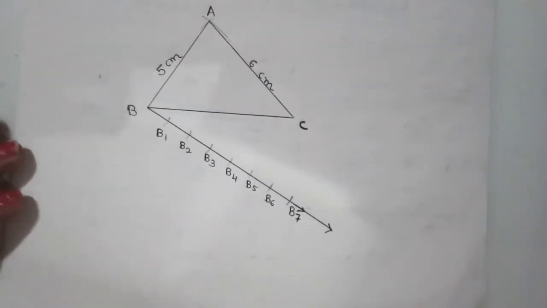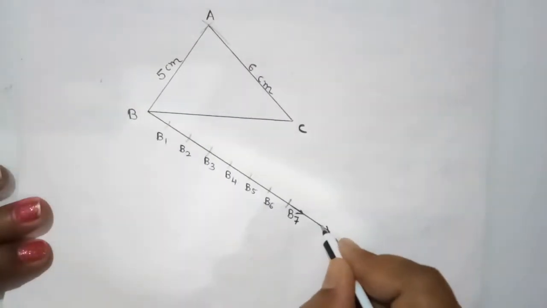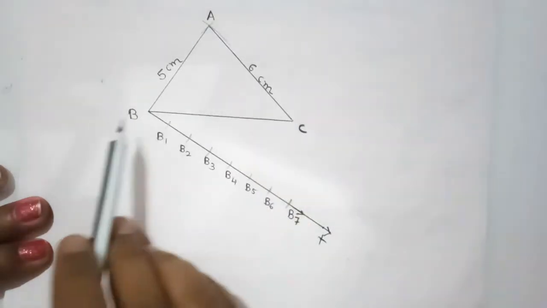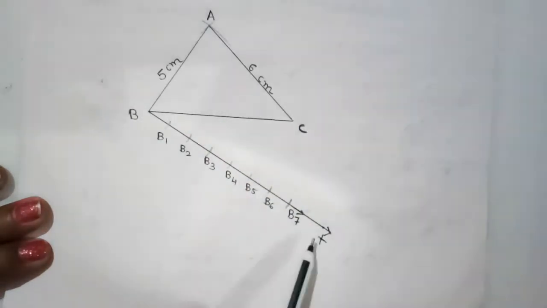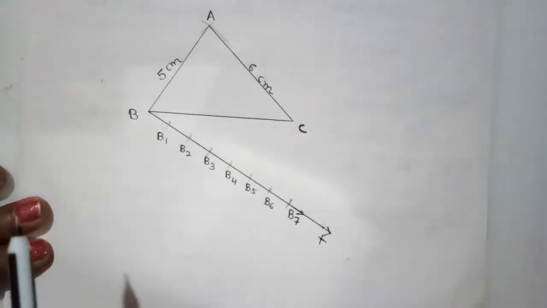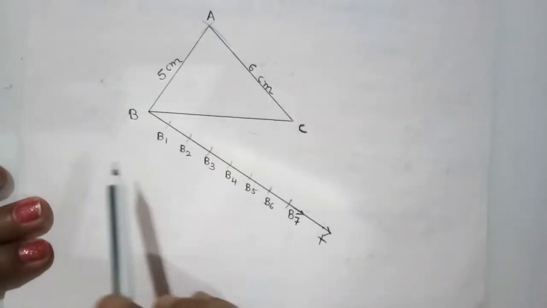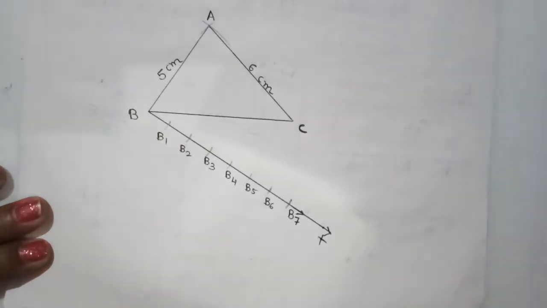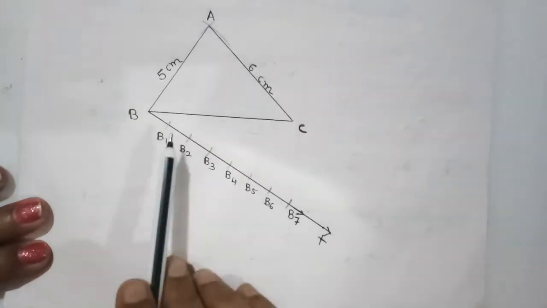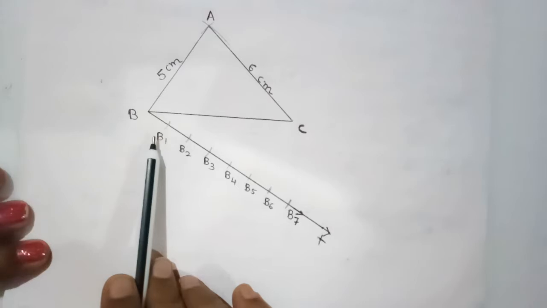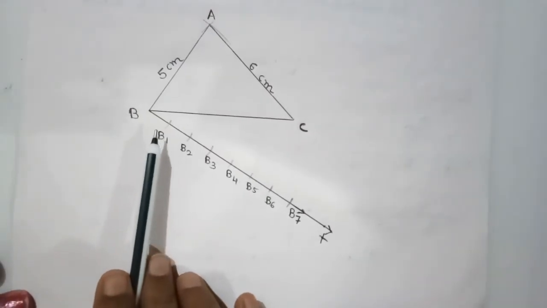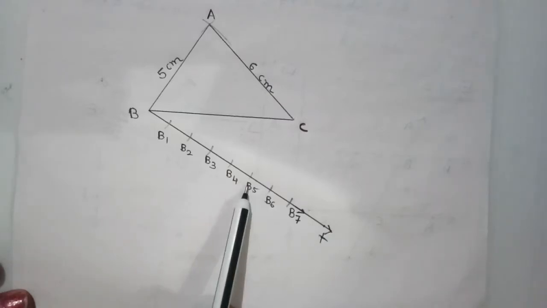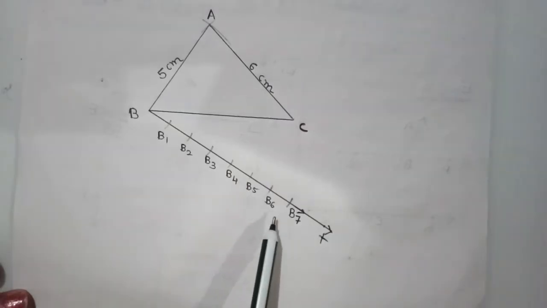So first of all, let us draw BX ray of any acute angle, that is CBX is any acute angle. Don't go for a very large angle. Try to draw between 30 to 45 degrees, otherwise your figure will look a little bit awkward. Now as I told you, the higher number you will draw, so draw 7 arcs. I have already drawn B1, B2, B3, B4, B5, B6 and B7.